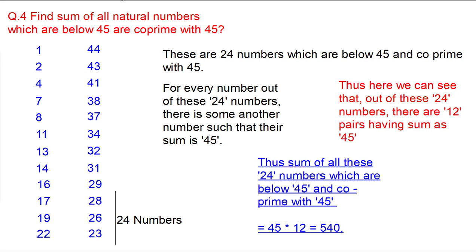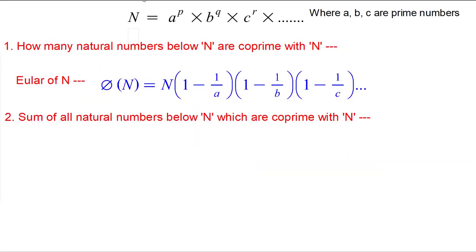After that, let's generalize this concept and have a look at the formula for this. The problem statement is: we want to find the sum of all numbers which are below n and coprime with n. The formula is going to be Euler of n divided by 2 into n. If we want to find the sum of all natural numbers which are below n and coprime with n, the formula is Euler of n divided by 2 into n.